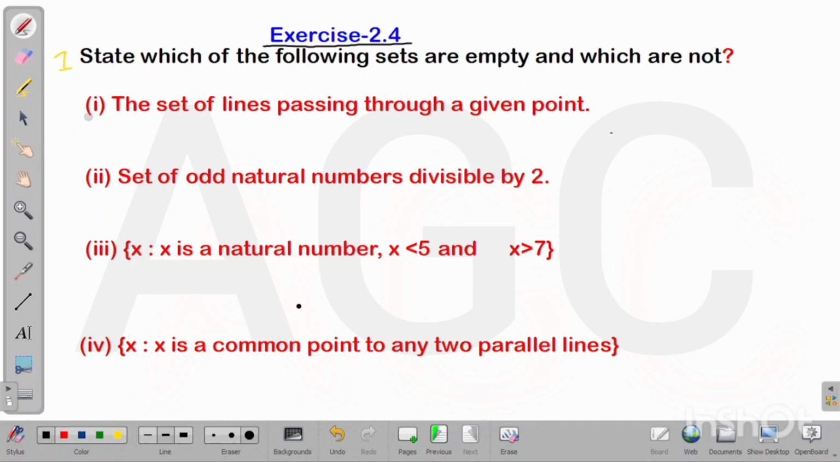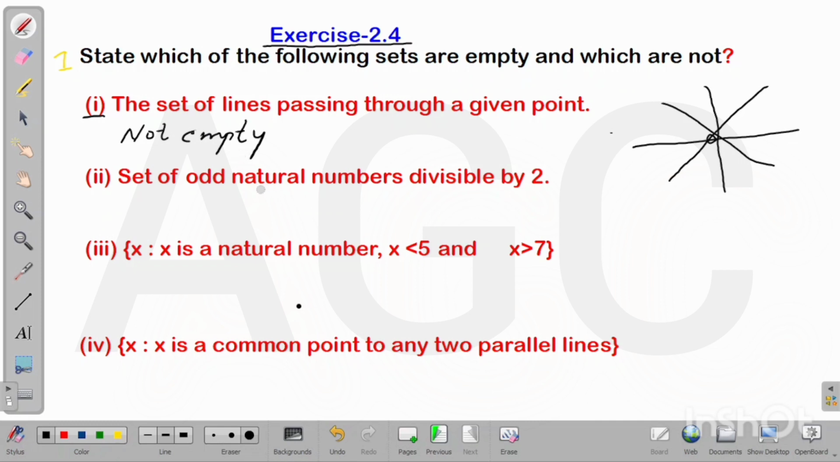So what is the first question given? The set of lines passing through a given point. This is one point. So the set of lines, more than one, which are passing through the given point. Is it an empty set or a non-empty set? It is a non-empty set. So we can write it as not empty. Okay. Next one.